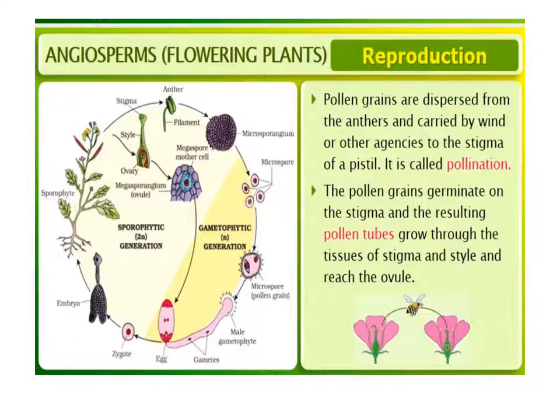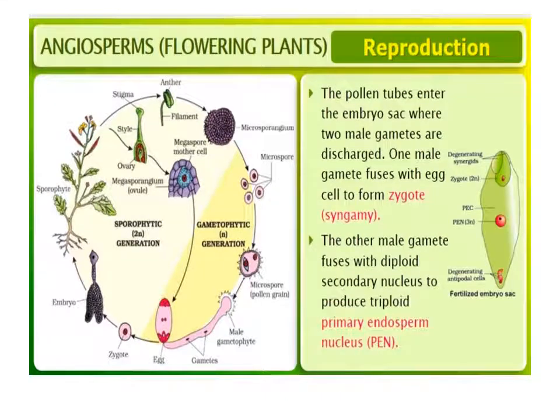Pollen grains are dispersed from the anther and carried by wind or other agencies to the stigma of the pistil. It is called pollination. The pollen grains germinate on the stigma and the resulting pollen tube grows through the tissue of stigma and style and reaches the ovule. The pollen tube enters the embryo sac where 2 male gametes are discharged.